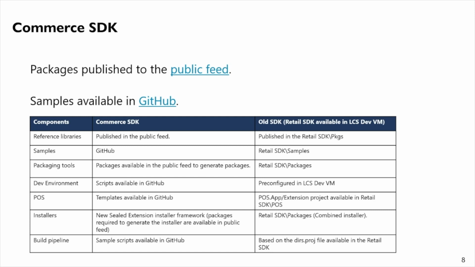Basically, we did an F5 experience. When you press F5, it will deploy the environment for you. Say, for example, you think, I don't want the LCS VM because of costs, or it's too much time for me to set it up and update. I want to do everything on my local VM. Can I do that with the new Commerce SDK?